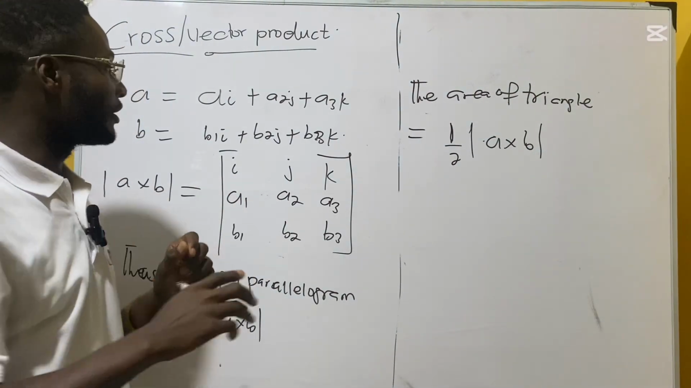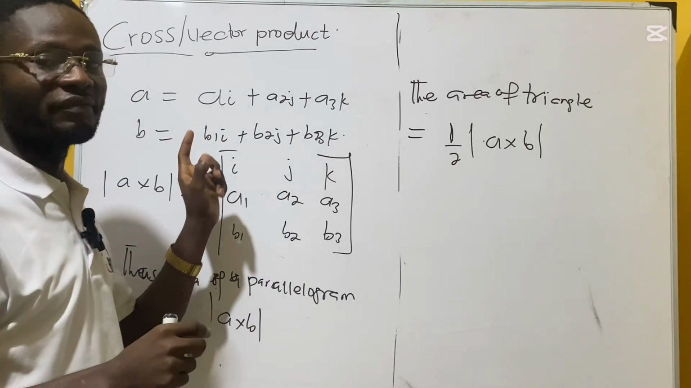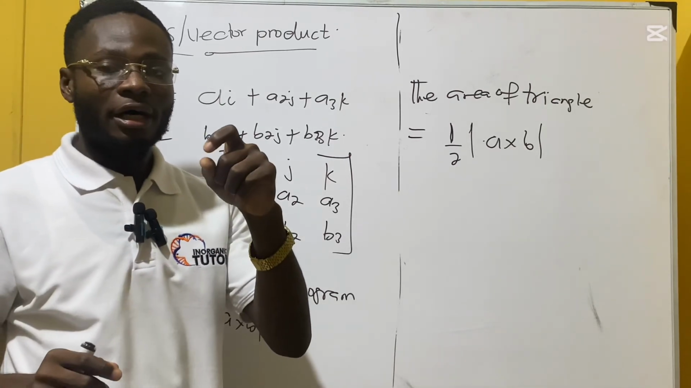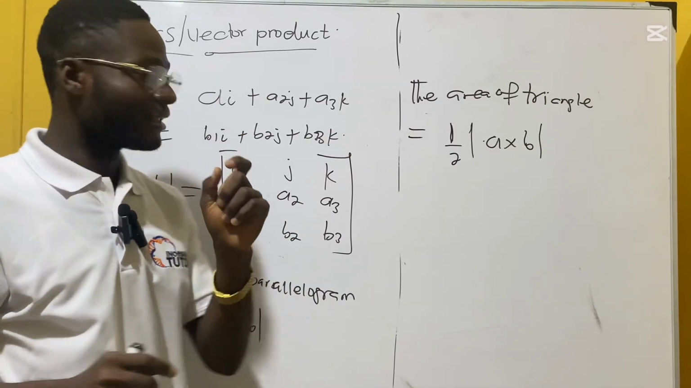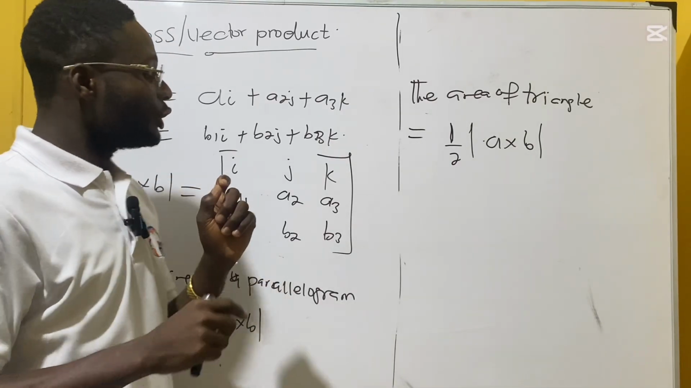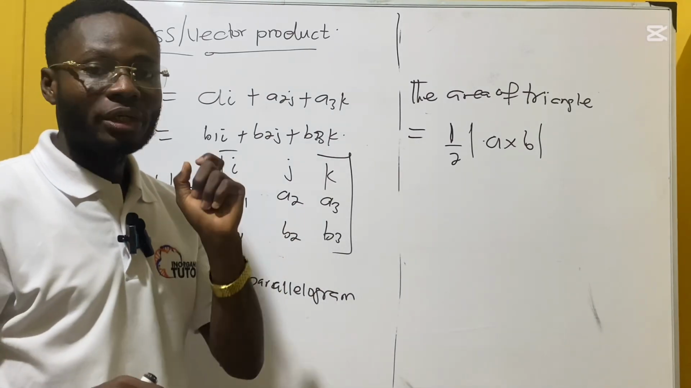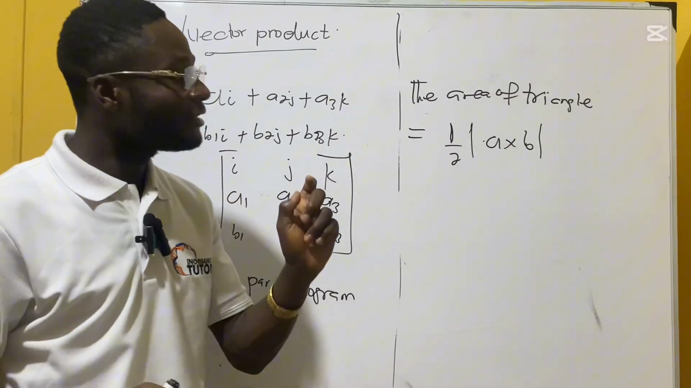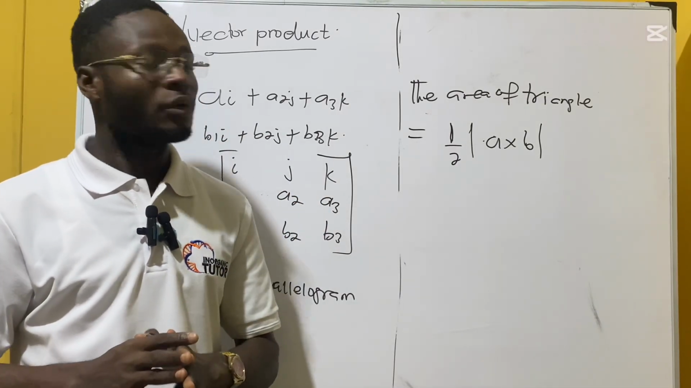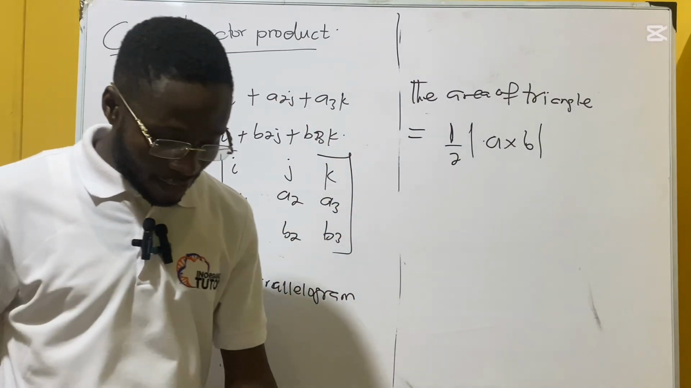So note the difference. If you have two position vectors, that is position vector a and b, and you find the magnitude of a cross b, then you have the area of a parallelogram. Once you get the area of a parallelogram, then half of the result will be the area of a triangle. So that is basically the fifth property.